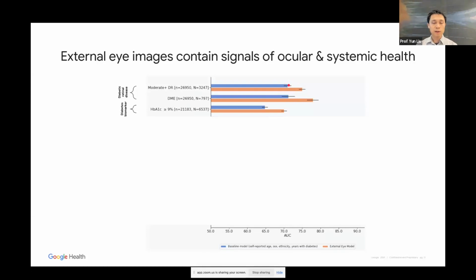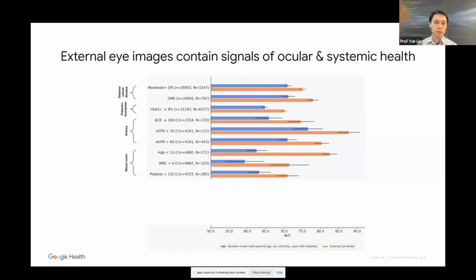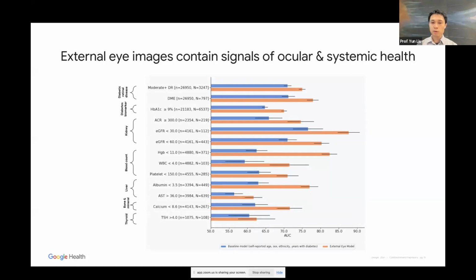And in this case, the delta is about 5 to 10%, depending on which prediction you're looking at. And then what was surprising as well was that this gap between the baseline model and the external eye fundus, external eye model actually also extended to things like kidney, so markers such as the ACR, EGFR, and more. Similarly, we saw promising results with blood count, including hemoglobin, white cells, platelets, as well as liver markers, albumin and AST, bone and mineral, and thyroid. So this is a pretty long list of things that seem to be possible to predict from the external eye.